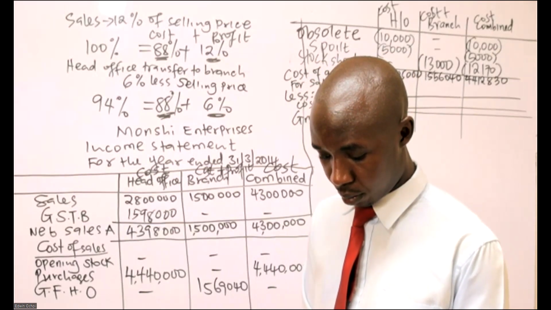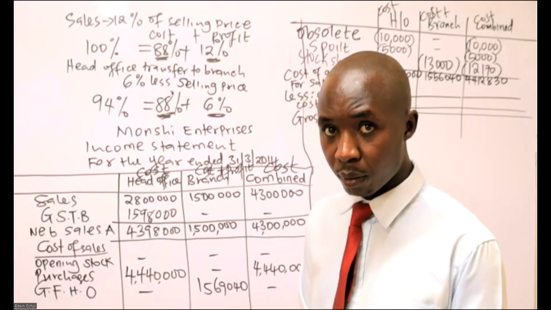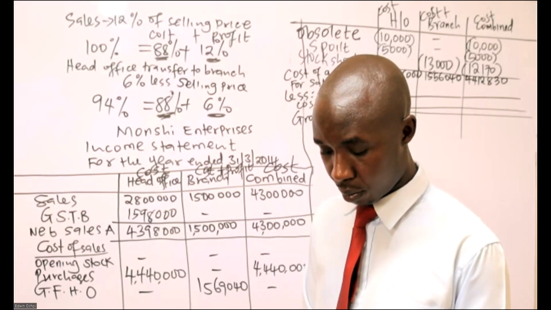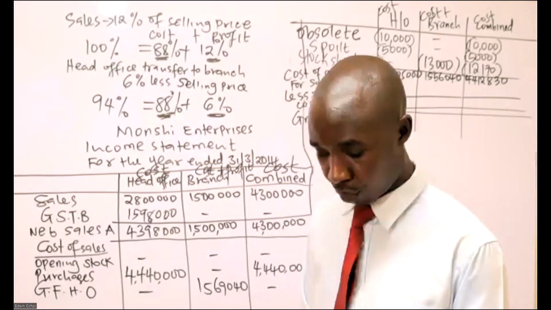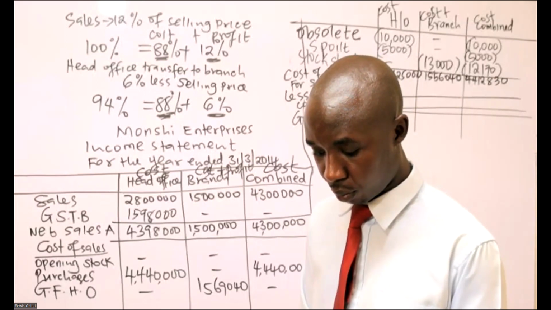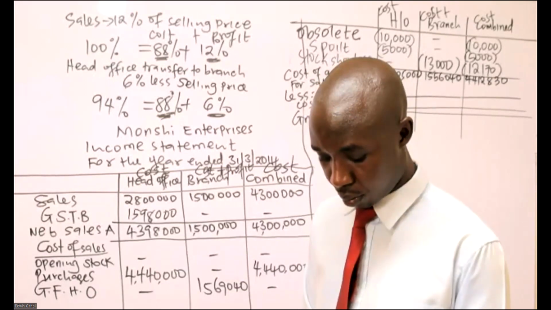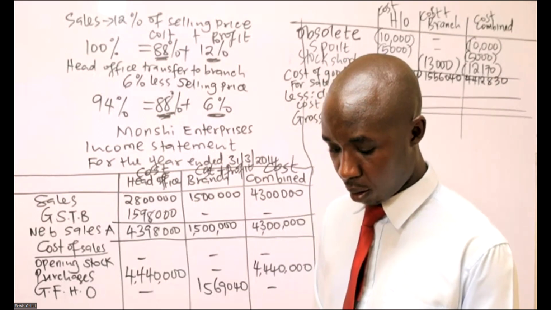Can I try? Yes, Frederick. Yes, so what we do, we write down the formula of getting cost of sales, which is equal to opening stock plus purchases minus closing stock. Then we rearrange it by making closing stock the subject. We get the formula now for getting closing stock.